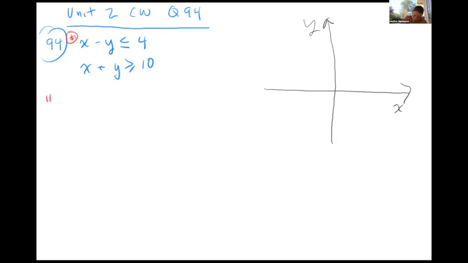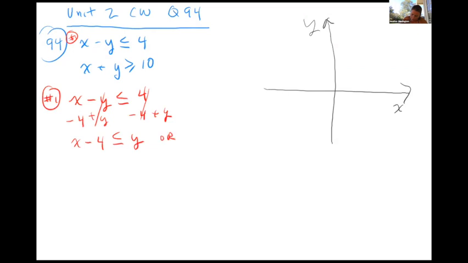So number 1, I'll do it over here. We've got X minus Y is less than or equal to 4. So I'm going to add Y to both sides. You can solve it however you want. And I'm going to subtract 4 from both sides. So those cancel, those cancel. So now what we have is X minus 4 is less than or equal to Y. Or we can write that as, notice Y is closer to the greater than sign.